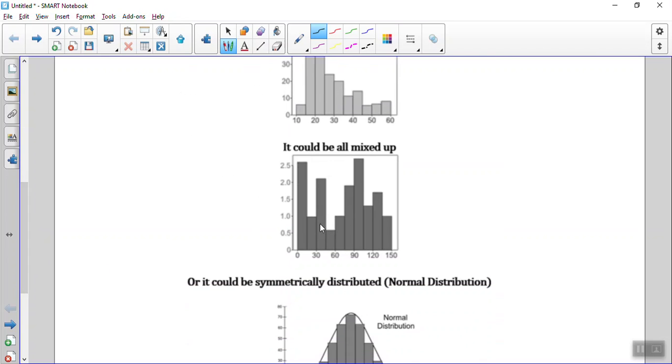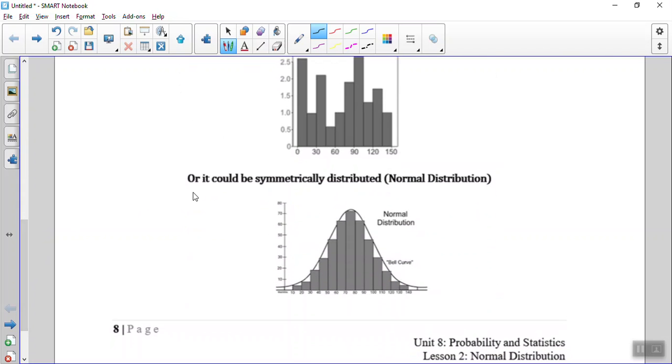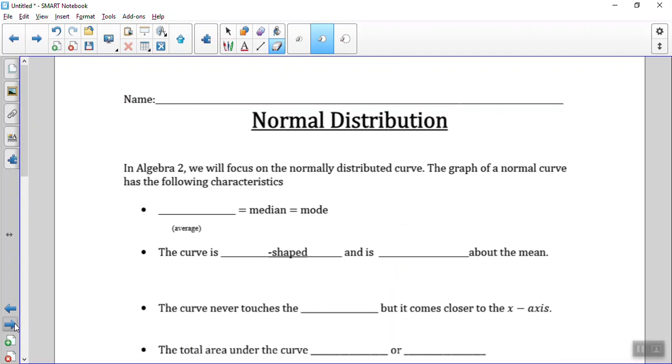The data can be all mixed up like this. Or this last one, which we will focus on more, it could be symmetrically distributed. Okay, it could be more towards the middle, and it'll have a left side, and then it'll have a right side. It could be a left-tailed and a right-tailed. So when we have data like this, we call it a normal distribution. Okay, it's normally spread out. It has a normal distribution. And so in Algebra 2, we will focus on the normal curve. We will focus on the normally distributed curve.